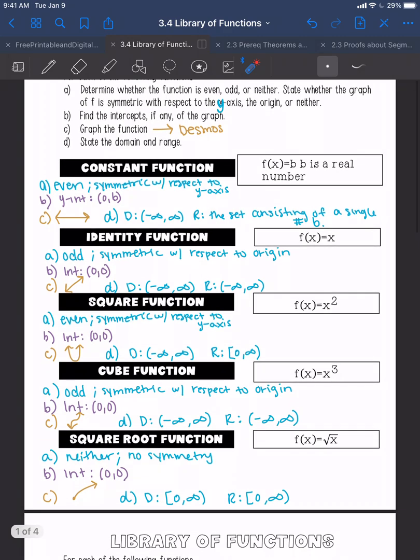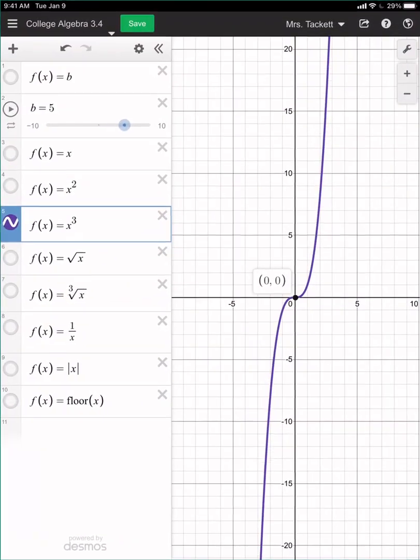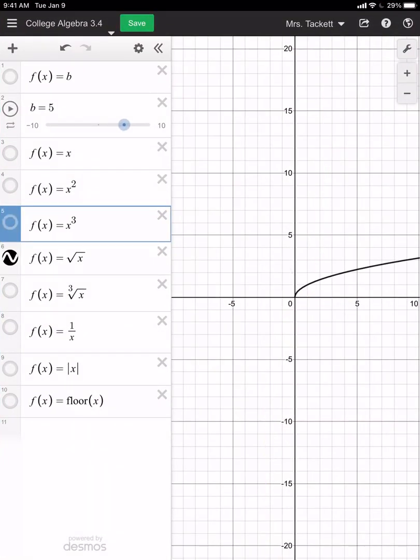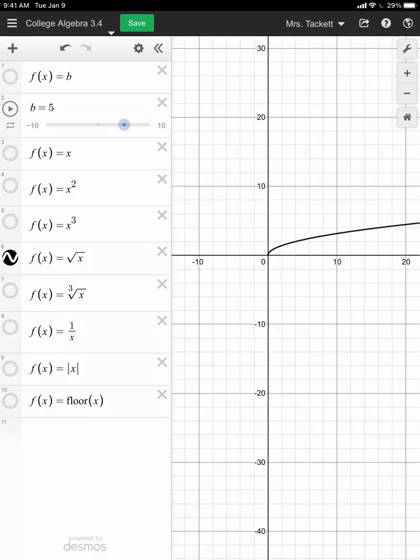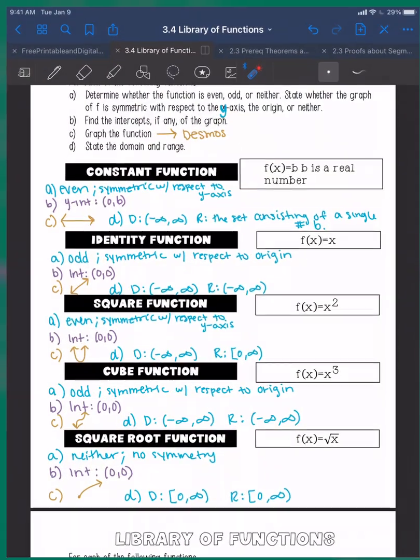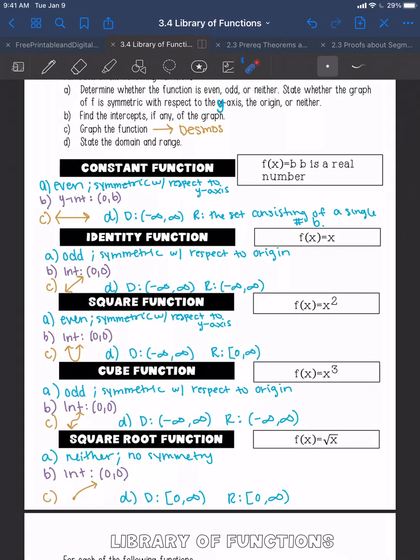Next we have the square root function. So when graphed on Desmos, it looks like this. There is an intercept at 0, 0, no symmetry. Our domain, notice our graph is only in the first quadrant. So our domain is all x values greater than or equal to 0, so 0 to infinity, and our range would be the same. And that's listed there.